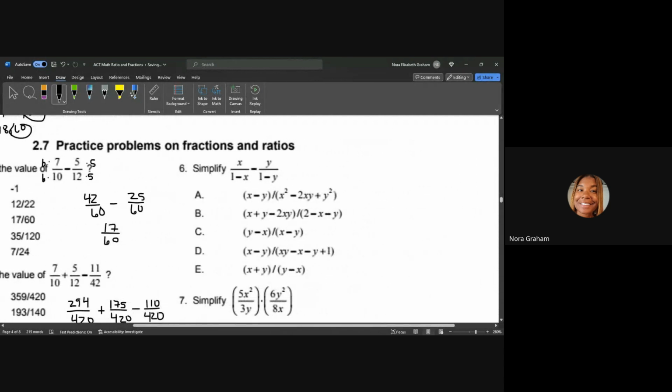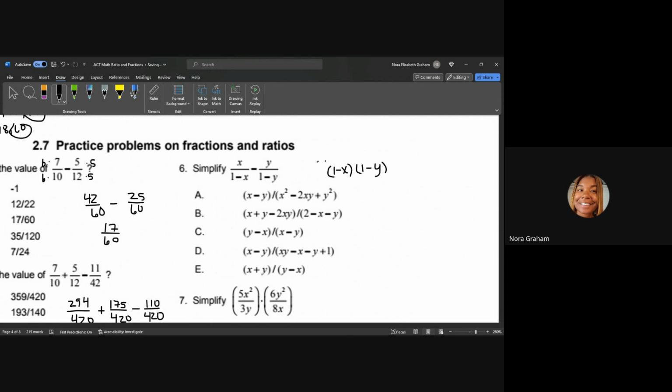For this one, they want us to simplify. Again, we have to multiply both our denominators together and then do our cross method. So let's go ahead and do that. When I multiply both my denominators together, I get 1 minus x times 1 minus y. Right, that's my common denominator.